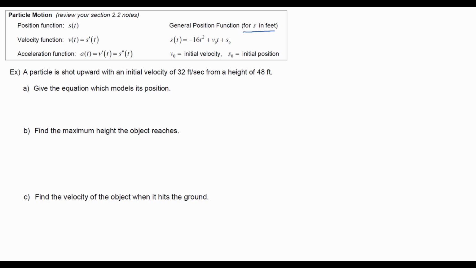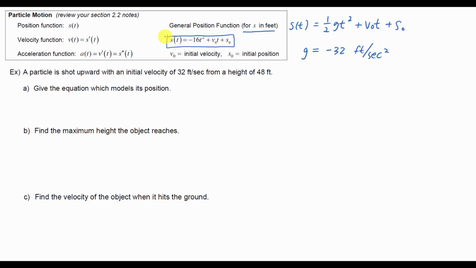General position function from 2.2. We learned that s of t was equal to 1/2 g t squared plus v naught t plus s naught. And if we are in the US, we use g as negative 32 feet per second squared. So 1/2 times negative 32 will give you negative 16. So you could just memorize this instead, which is negative 16 t squared plus v naught t plus s naught. But of course, this will not be what we will be using in the metric system though. Anyway, let's do a problem.